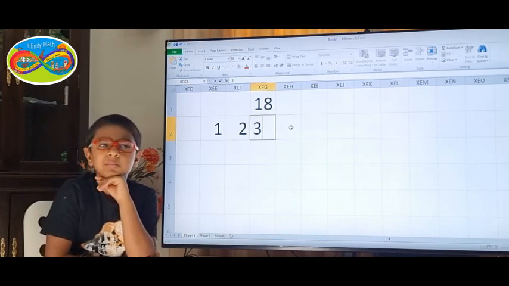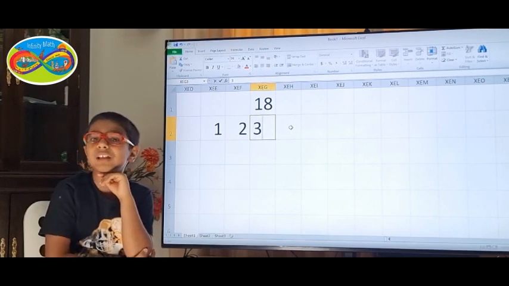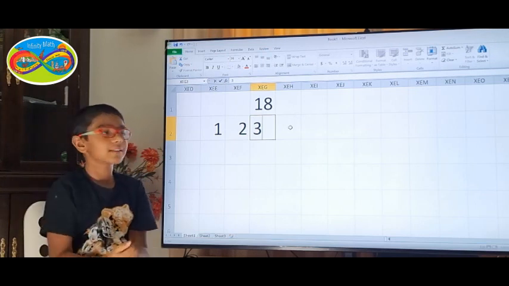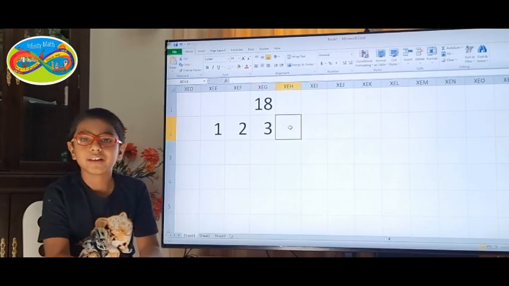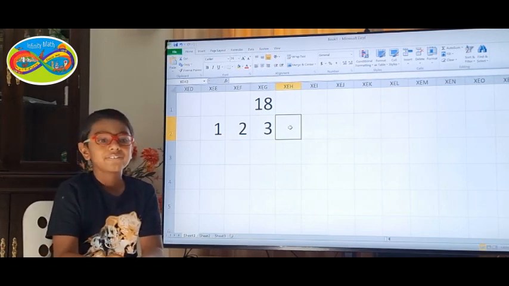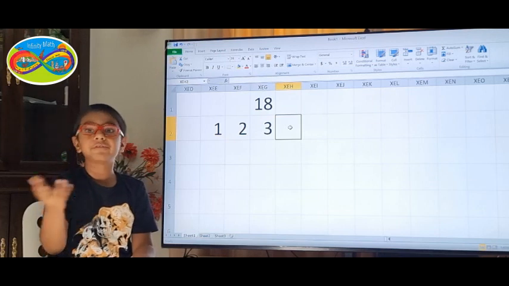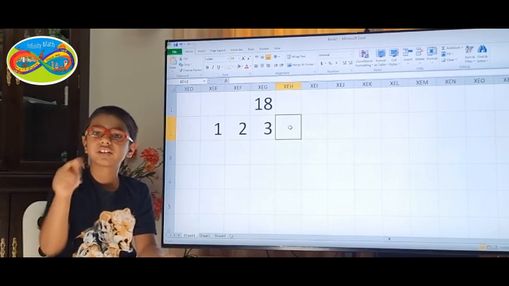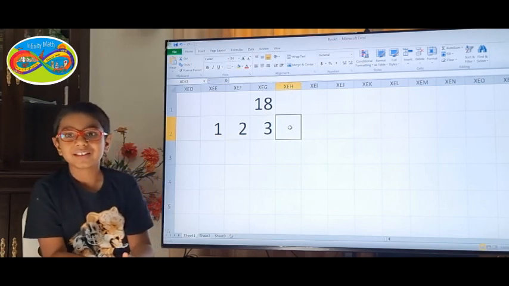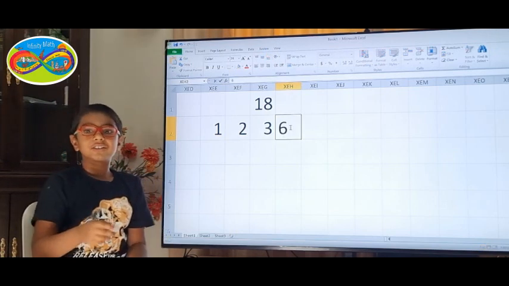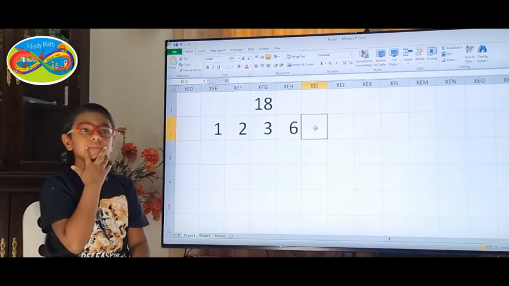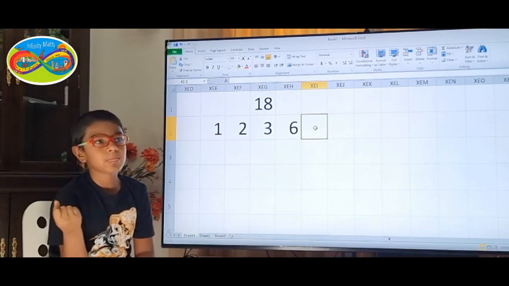18 divided by 4. 4 times 4 equals 16, 2 remainder, so it's not a factor. Then 18 divided by 5. 5 times 3 equals 15, there's a remainder of 3, so it's not a factor. 6: yes, 18 divided by 6 equals 3, so it is a factor.